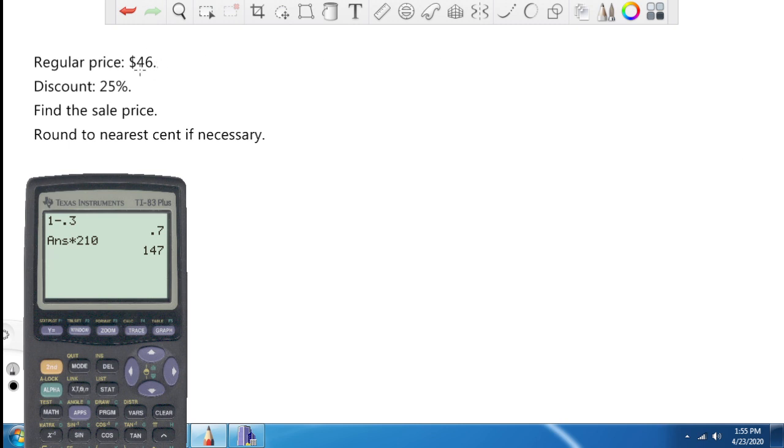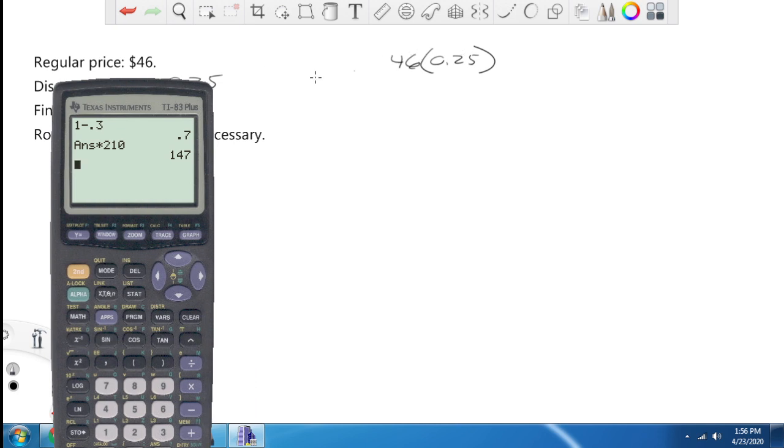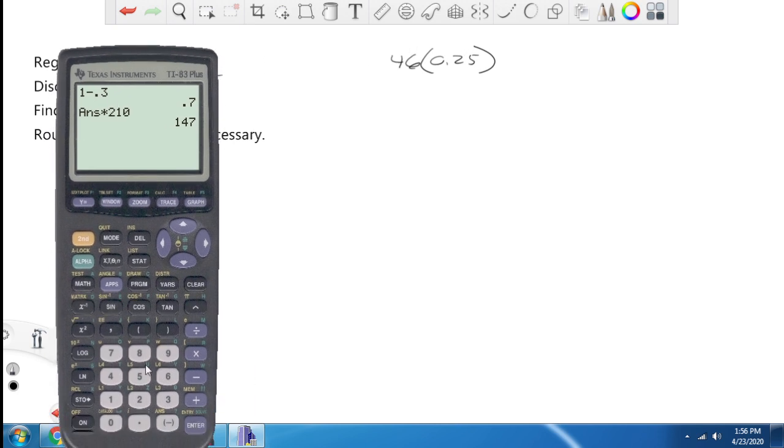Here, your regular price is $46. Your discount is 25. Again, you cannot use that, put it as the decimal. So you can do 46 times 0.25. If you're really good, that's just 1/4, so you're dividing it by 4. But 46 times 0.25 gives you 11.50. So this is how much you're saving.